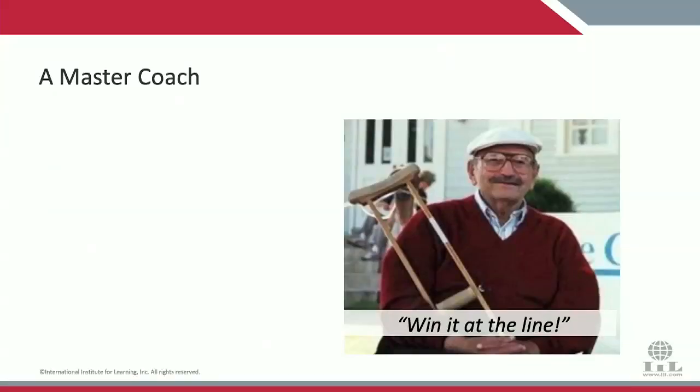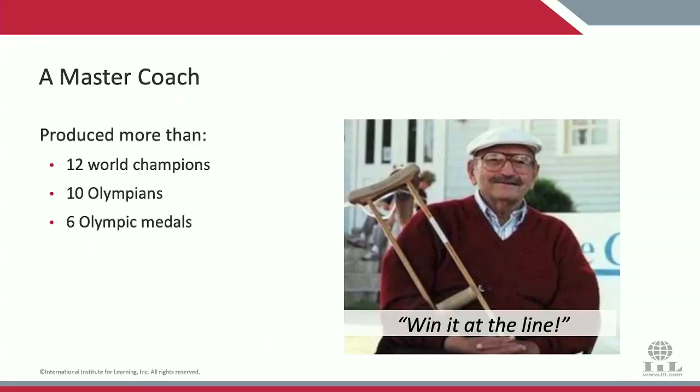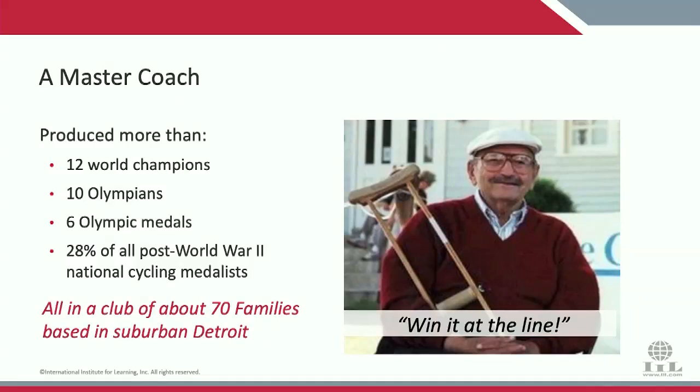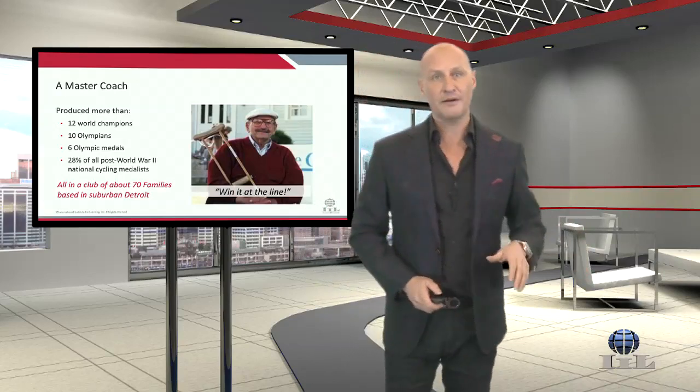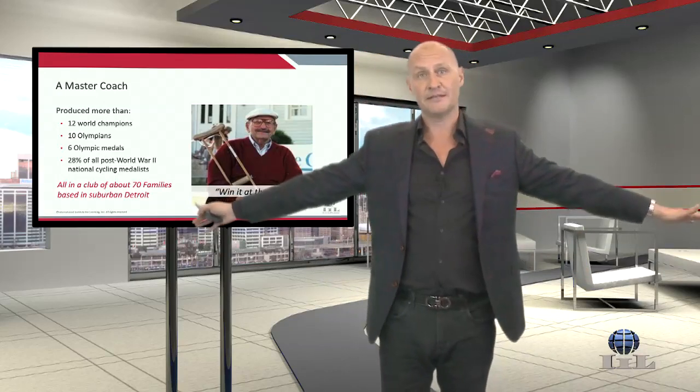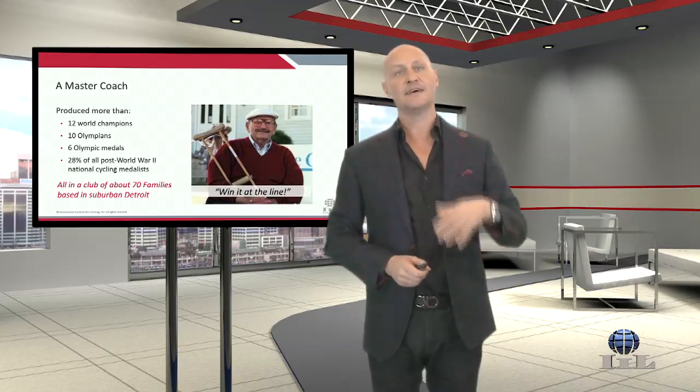Here's what Mike created in our team, our club. 12 world champions, 10 Olympians, 6 Olympic medals, and for 40 years, 28% of all post-World War II cycling medalists were from my club. This is of both genders of all ages. So that's 20 medals a year, 10 of them were won by my club for 40 years. In the 80s to the 90s, my years, we were 52% of all medals won. So every other person on the podium came from one club, and nobody came from anybody else. They were all local, a club of 70 families. So if you doubt that doubling down on people's strengths and finding their superpowers leads to results, here's your case study.